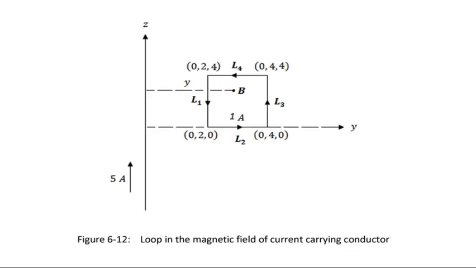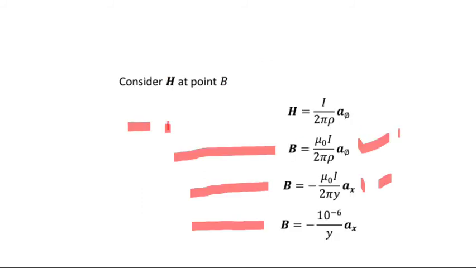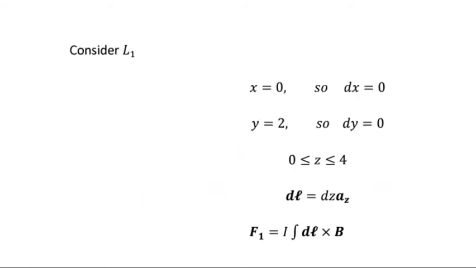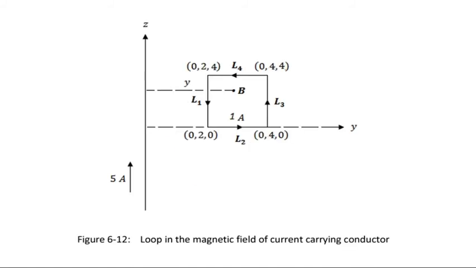If you want to calculate the total force on this current carrying loop, you will have to consider side L1 and calculate the force on this side of the loop. Then you will have to calculate the force on side L2, then the force on side L3, and then the force on side L4. So let us consider side L1.